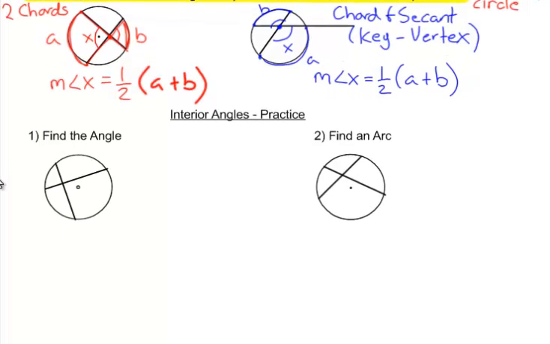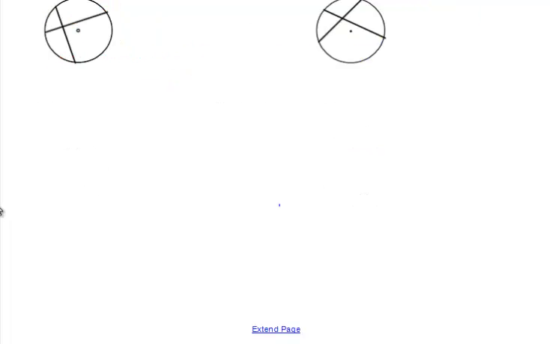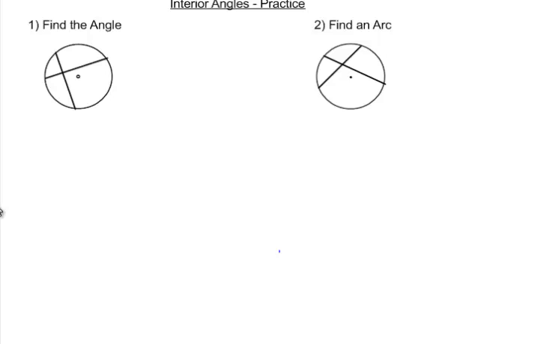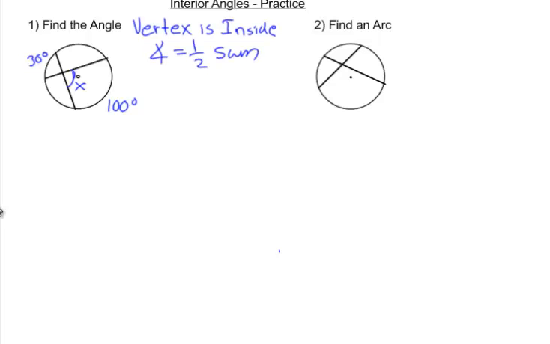All right, now that we have those, let's try some with values in our practice ones. In the first one, I want to find the angle. Let's say that this is our angle, we'll call that x. We know that this arc here is 30 degrees, and the other arc is, let's say, 100 degrees. Okay, so find the angle. I'm just going to walk you through the thought process here. The vertex is inside, so the angle equals half the sum of the arcs.